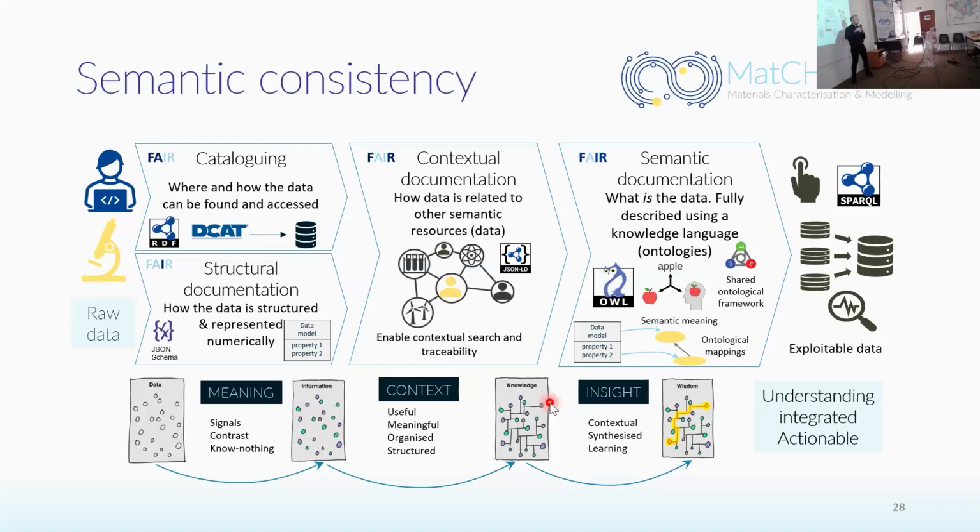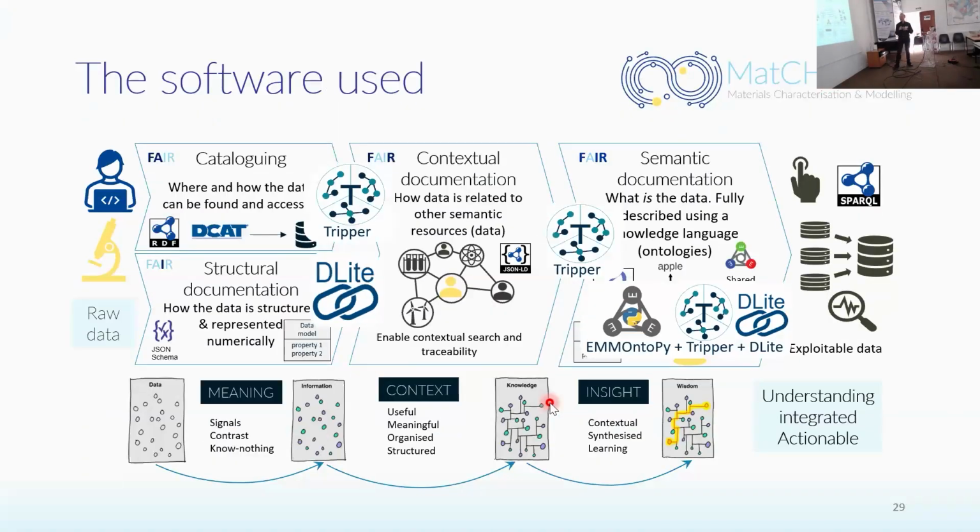We start now to be able to navigate. We can much better reuse the data because we have the context. And the last step is to document semantics. That enhances the context. It makes it possible to reason about the data and really for machines to utilize the data to make it actionable. And all of these parts here we have been working on in MatCHMaker, and we have a set of tools that we have been working on to make this documentation and steps.